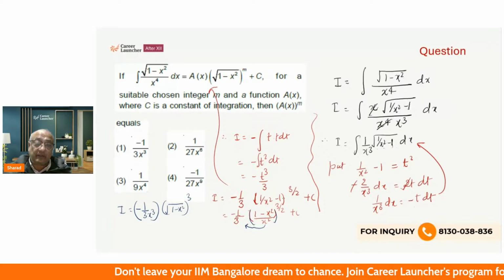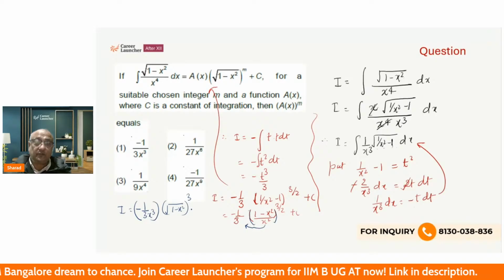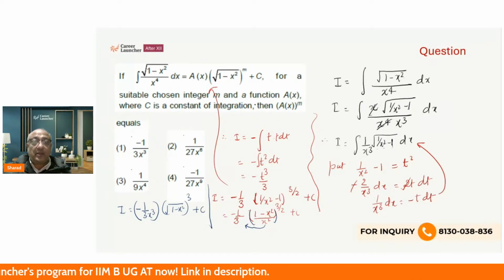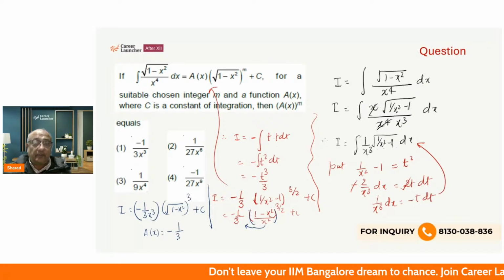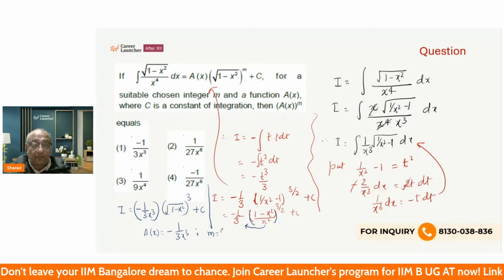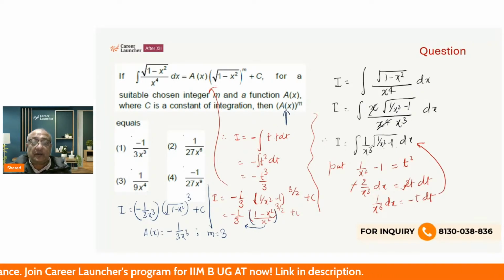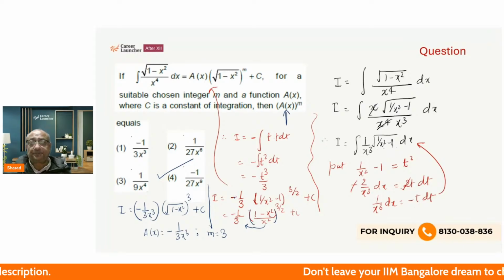Why 3? Why not 3 by 2? Because 1 by 2 has been consumed in making this as under root 1 minus x square plus constant of integration. Now please compare. You will have A of x is equal to minus 1 by 3x cube. And the value of m will be equal to 3. And if I do this, a raised to the power x raised to the power m, this will be fourth, which is minus 1 by 27 upon x raised to the power 9.